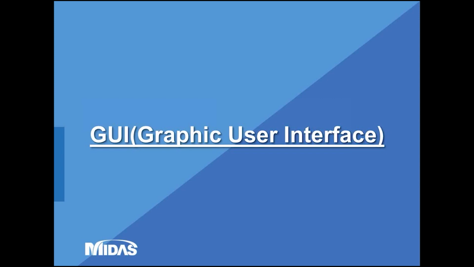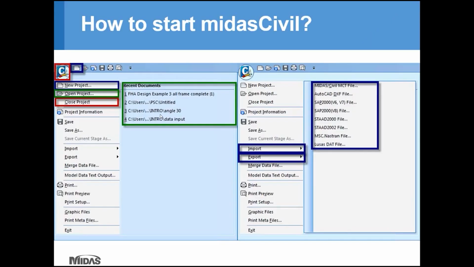Now I will be focused on the graphic user interface and show you some tips for starting MIDAS Civil. As soon as you open up MIDAS Civil, you can see the File button. From here, you can start off MIDAS Civil by clicking New Project or pressing the New Project icon right next to the File button.